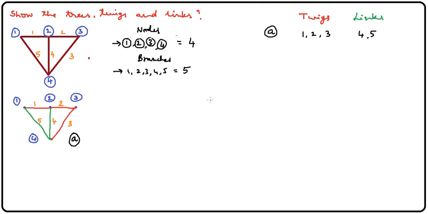Let me proceed further for the next type of tree. Before proceeding, let me take the 4 nodes here: node 1, node 2, node 3, and node 4. So these are the 4 nodes here. Let me name this tree as tree B, and let me write the twigs and links here.